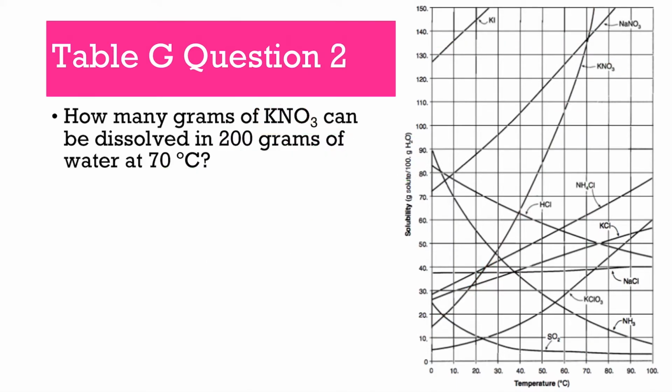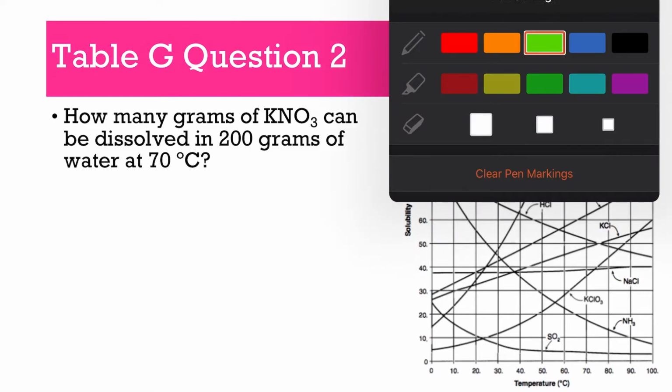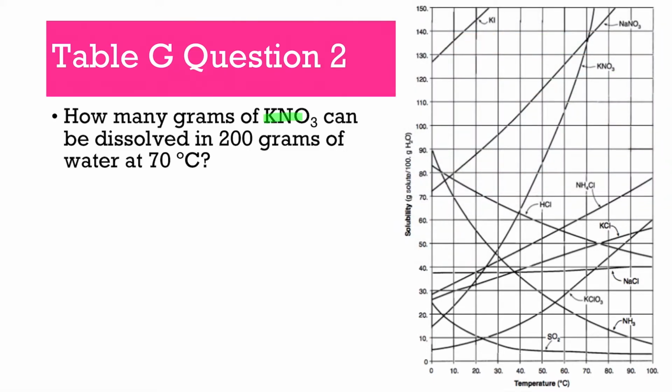Okay, question 2 is the same question, so we're still going to look at KNO3. I'm going to make it green this time. Still looking at this one, and we're still at 70 degrees. But now it says 200 grams of water. Again, we're given 100, so if you double the amount of water, you're able to double the amount of things.